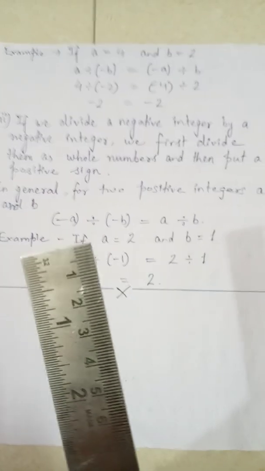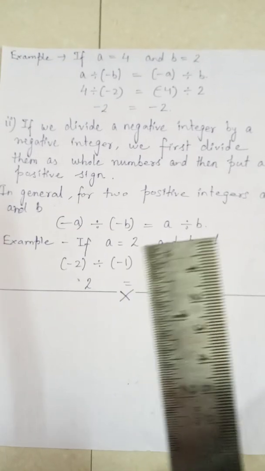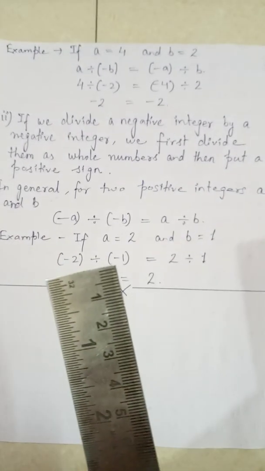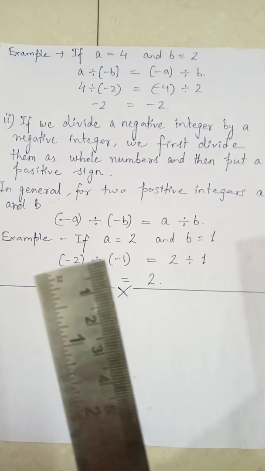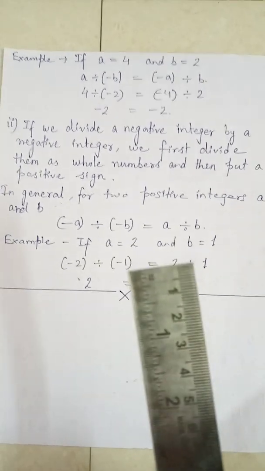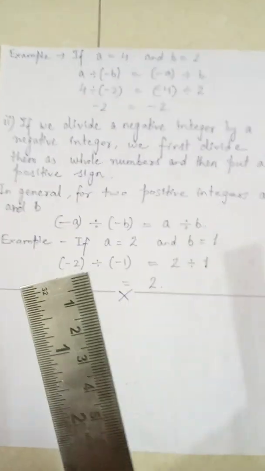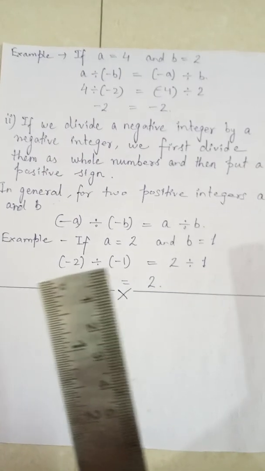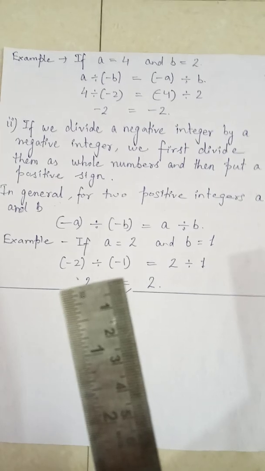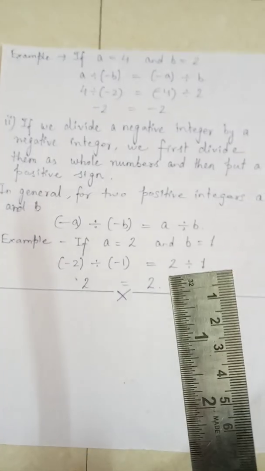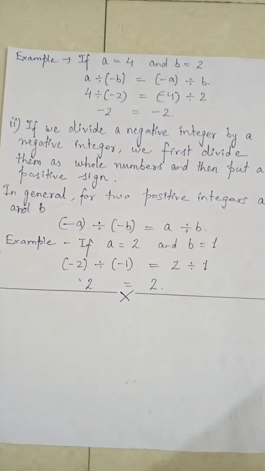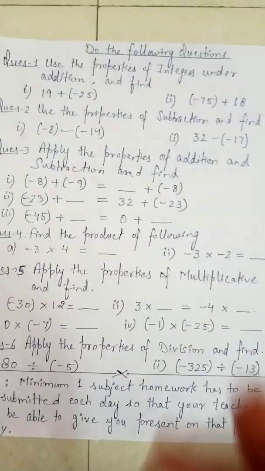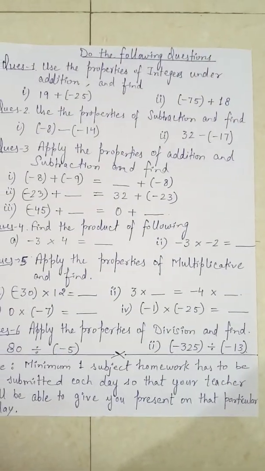Example, if a equal to 2 and b equal to 1, according to the property, minus 2 divided by minus 1 equal to 2 divided by 1. First we divide the whole numbers, that is 2 and 1, we get 2, and straight away we can put a sign of plus. Right hand side also it will come as 2. So this is your division property, and now this is your homework assignment.